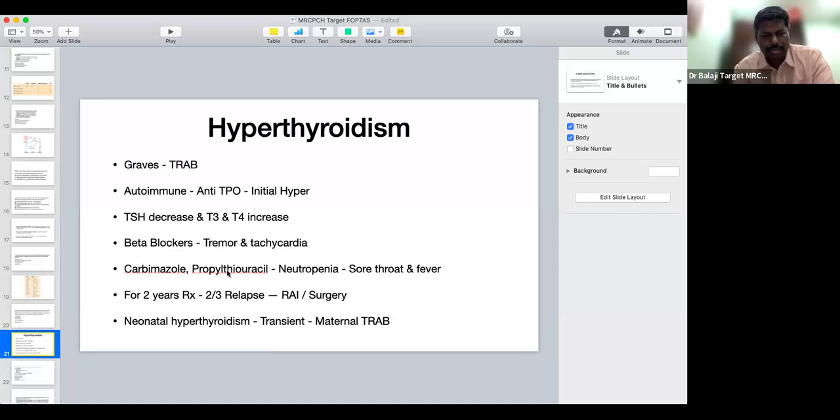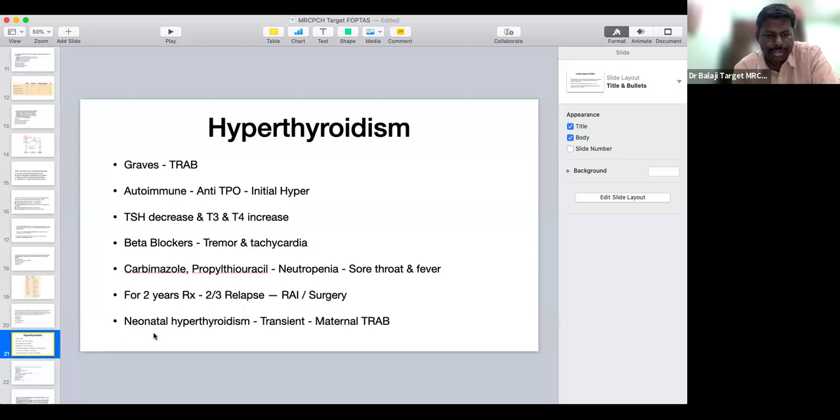And we should understand the most important side effect is neutropenia. So, if they give a scenario of a child presenting with sore throat after being on antithyroid drugs, then you should be aware that you are dealing with neutropenia. You give these drugs for around 2 years for treatment, and after that you stop. But mostly two-thirds will relapse, and the only option left will be either radioactive iodine ablation or surgery. So you have to do either one.